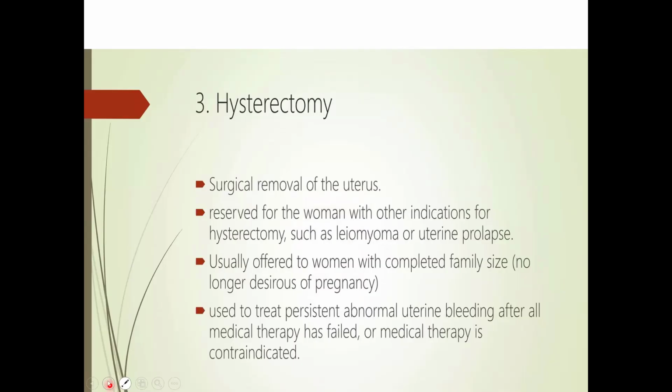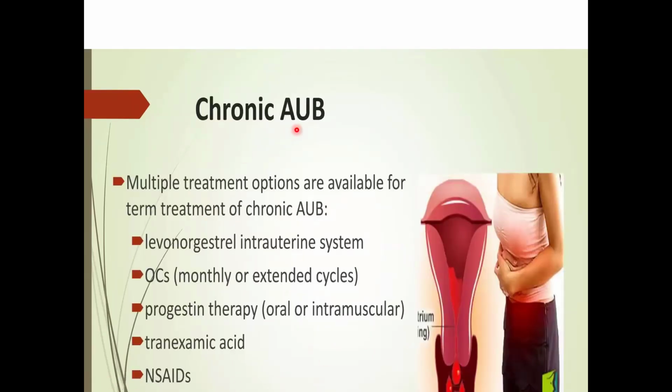Hysterectomy. Surgical removal of the uterus, known as hysterectomy, is reserved for women with other indications for hysterectomy such as leiomyoma or uterine prolapse, usually offered to women with completed family size, no longer desiring pregnancy, and used to treat persistent abnormal uterine bleeding after all medical therapy has failed or medical therapy is contraindicated. Chronic AUB. Multiple treatment options are available for prompt treatment of chronic AUB. Levonorgestrel intrauterine system, OCPs, monthly or extended cycles, progesterone therapy, oral or intramuscular, and tranexamic acid and NSAIDs can be given.